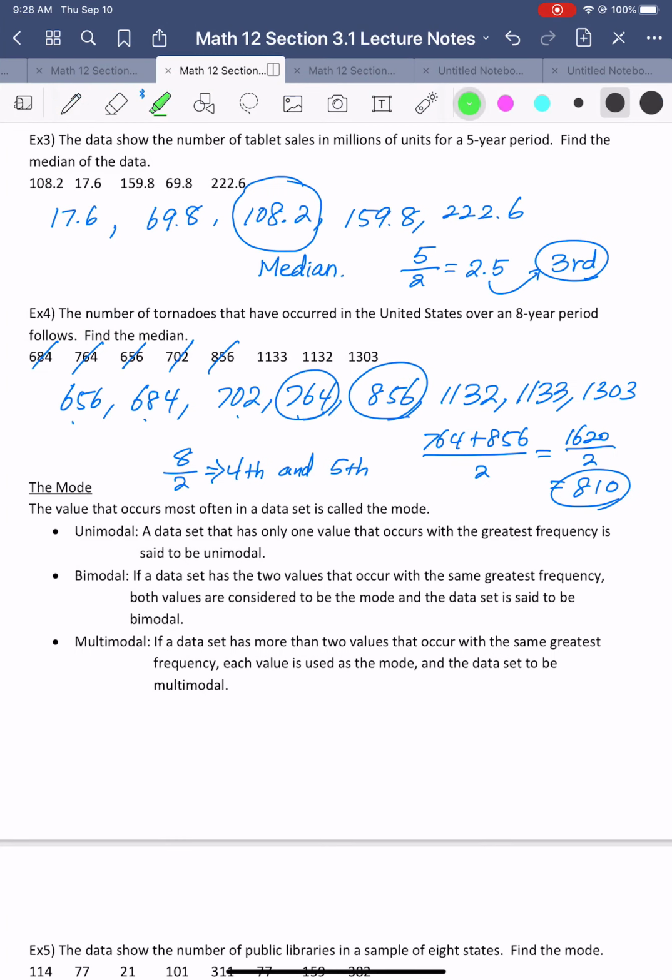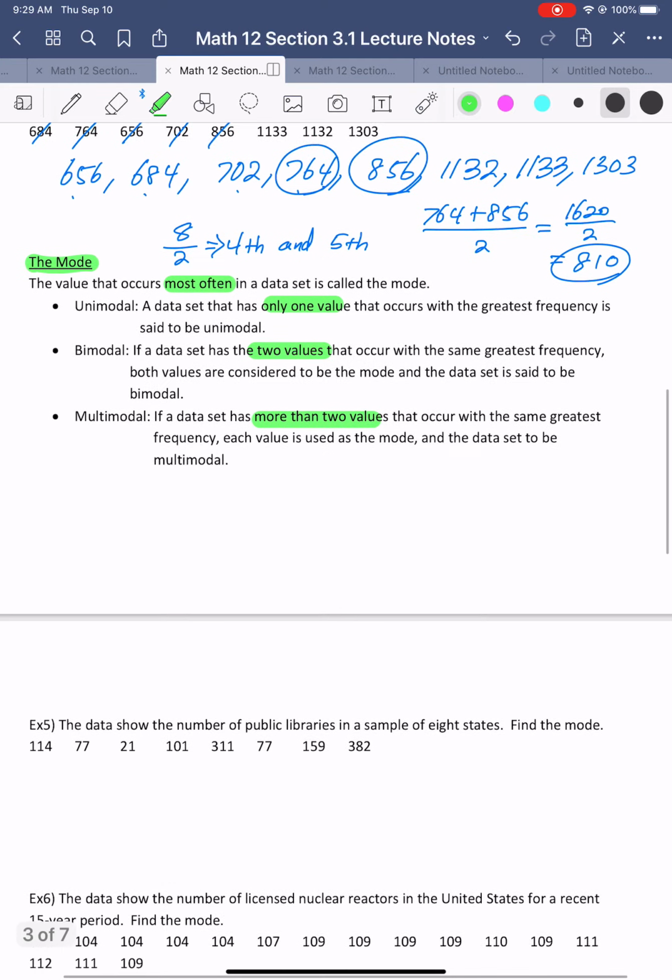So I'm going to talk about the mode, okay? The mode is the value that occurs most often in the data set. So that value is called the mode. Unimodal means a data set has only one value that occurs with the greatest frequency. Bimodal means two values occur with the greatest frequency, so sometimes you might have two modes. Multimodal means the data set has more than two values that occur with the greatest frequency, so you might have 3 or 4 modes too.